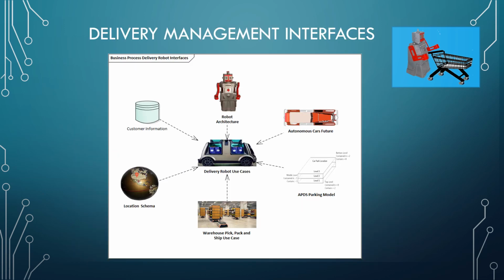So in order to do delivery management, you've got to be able to interface to a number of different systems, and you should be able to start seeing some of these things over and over again. Customer information, you've got to be able to deal with that. Location, in this case, we've got a worldwide picture rather than a set of aisles. The warehouse, where is it to go pick up that stuff? The parking information, this is for the autonomous cars in order to be able to find where they're parked. And of course, being able to communicate to autonomous cars as well as delivery robots.